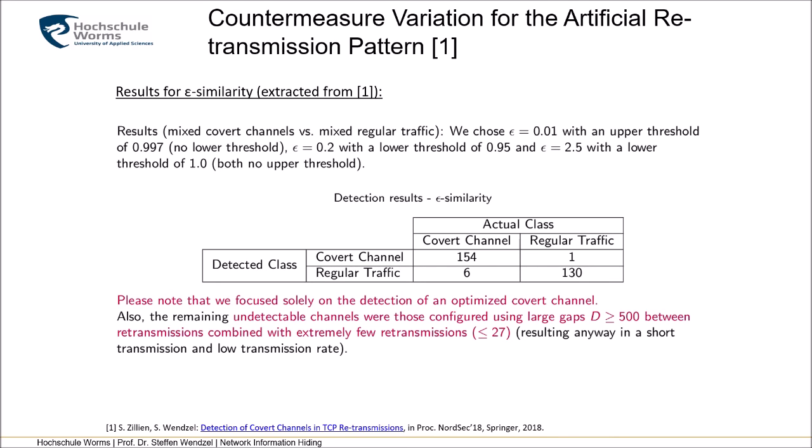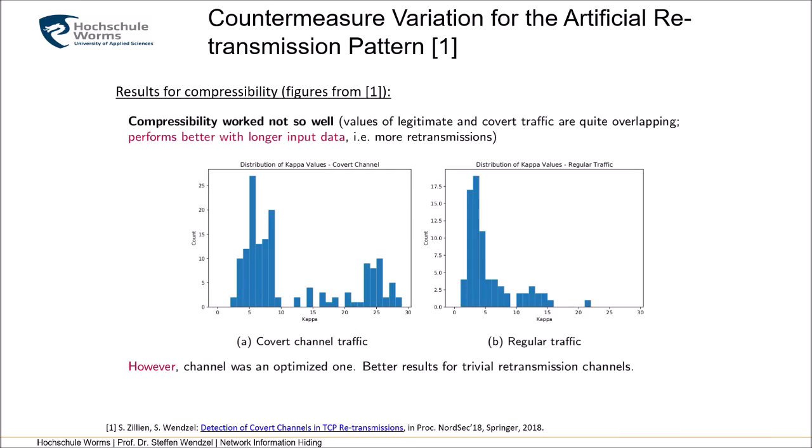So the only covert channel traffic that we couldn't detect is where we had gaps of at least 500 packets between retransmissions. So we had a very low covert channel data transfer rate, and overall very few transmissions, at maximum 27 retransmissions in a flow. So everything else was detectable with the Epsilon-Similarity. So that means the countermeasure variation worked nicely.